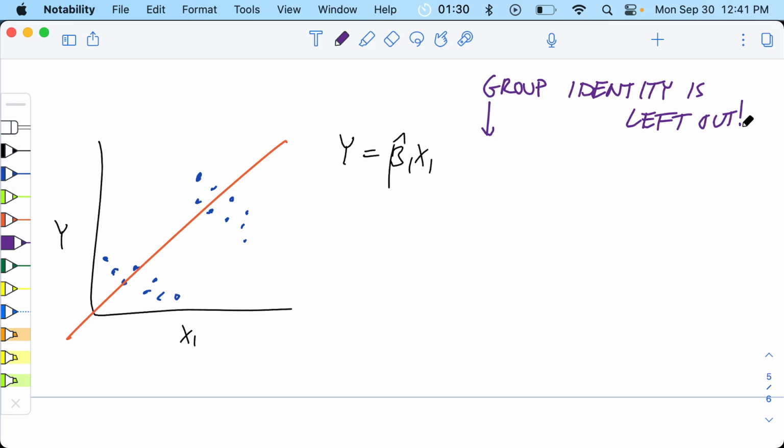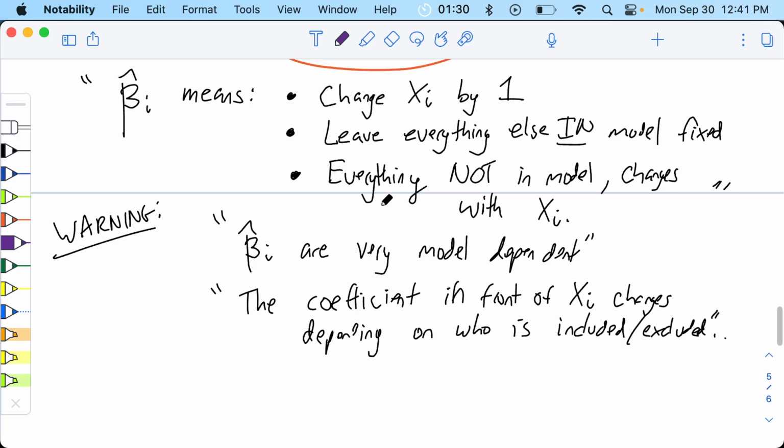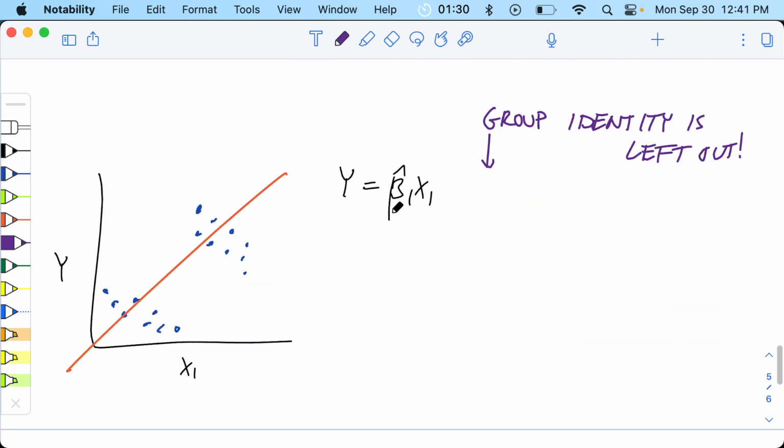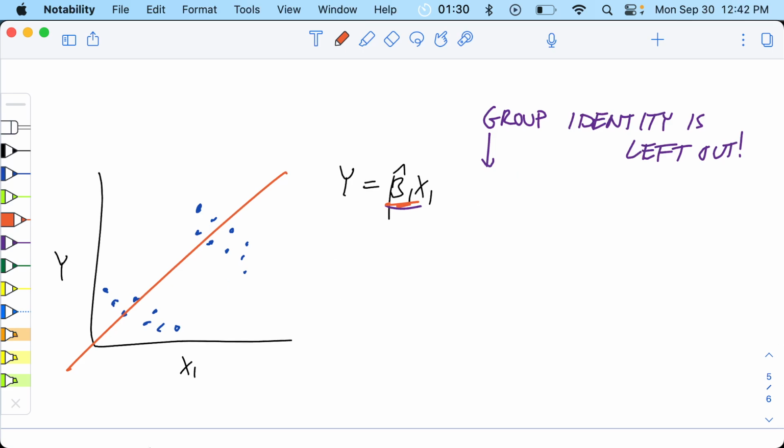When you do y equals beta hat 1 x1, the rule is anything you leave out varies, right? That's the rule. So beta hat 1 represents everything not in the model changes with x1. So what is the interpretation of this positive slope beta hat 1? When you increase x1, you do two things. You increase the value of x1, but you also change which group you're likely to be in. Okay? So the group identity is left out.